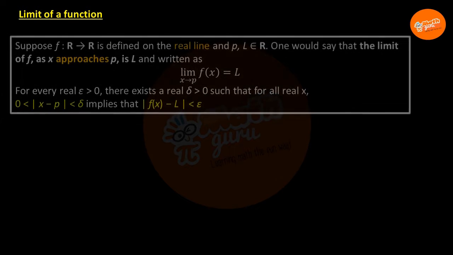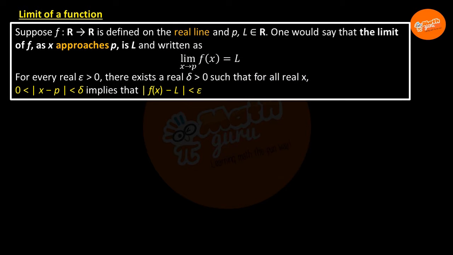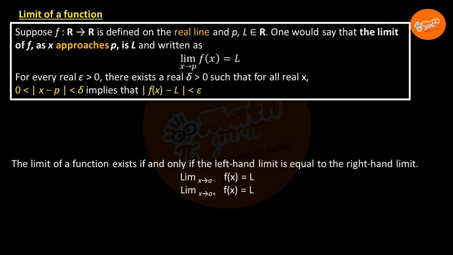Limit of a function. This is the basic definition of the limit of a function. Limit as x tends to p of f of x equals L. For every real number epsilon greater than 0, there exists a real number delta greater than 0 such that for all real x, 0 less than |x minus p| less than delta implies |f of x minus L| less than epsilon. This is the limit definition.